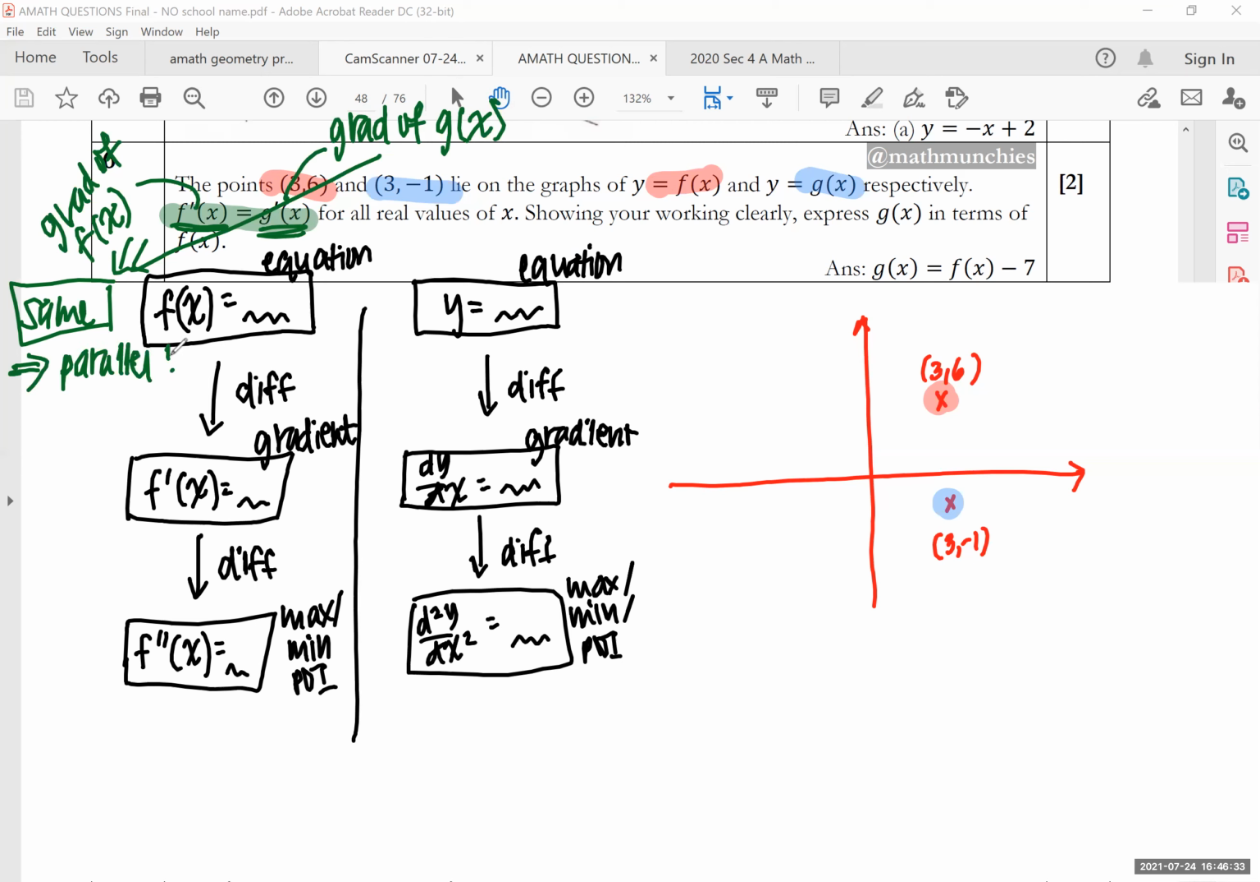Understand? So it means that I don't know what it is, I just anyhow draw. I know that they are parallel to each other, whereby this is my f(x) equation and this will be my g(x) equation. So if they're parallel, what do you notice? They want to express g(x). How do you go from g(x) to f(x)? If it's parallel, what is the movement of this graph to go from g(x) to f(x)?